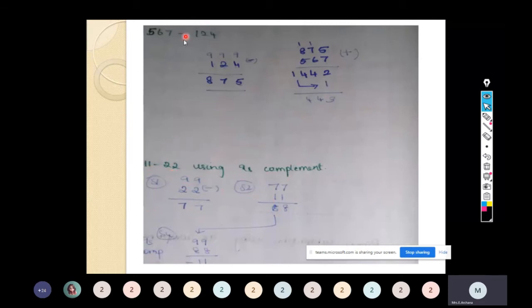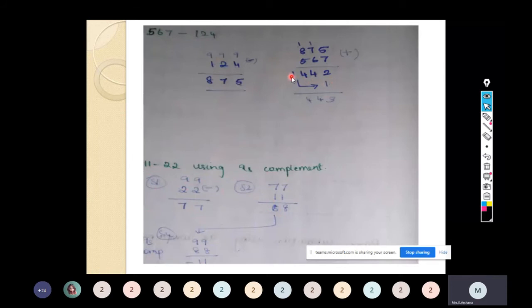That's all. See here, the next problem, 567 minus 124. On seeing this problem itself, we will get a carry because the answer will be positive. Positive means we will get a carry, and we add the carry, that's all. So B is 3 digits. So it is subtracted from 999. 999 minus 124, the answer will be 875. Add A with the complemented result. What is A here? 567. So 567 plus 875, we will get 1442.